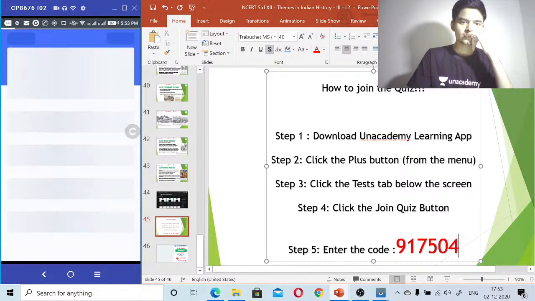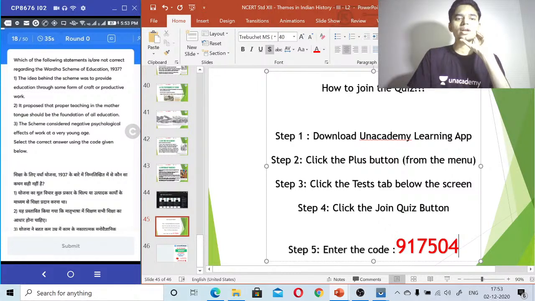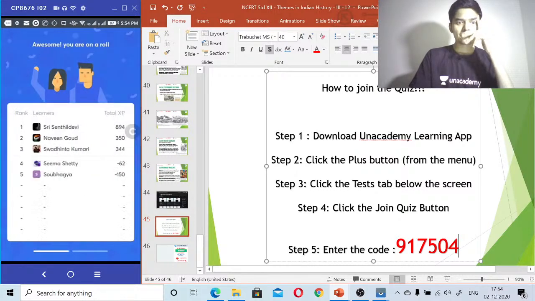Very good. Correct. 18. Which of the following statements is or are not correct regarding the Wardha scheme of education of 1937? 1. Idea behind the scheme was to provide education through some form of craft or productive work. 2. It proposed that proper teaching in the mother tongue should be the foundation of all education. 3. The scheme considered negative psychological effects of the work at a very young age. Choose the correct answer. Wardha scheme of education, okay, very famous, 1937, which has a lot to do with Mahatma Gandhi's article on Harijan. Okay, that is a very split answer. Very good. Some of you got this right.